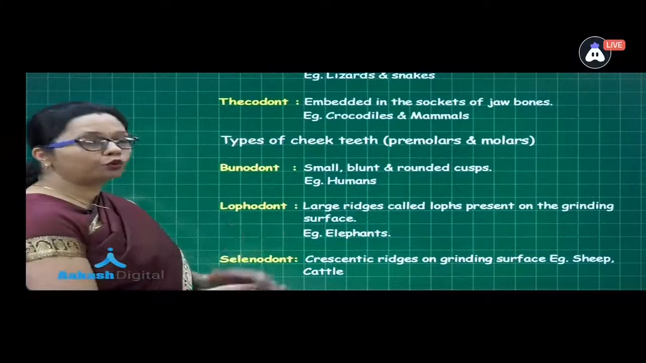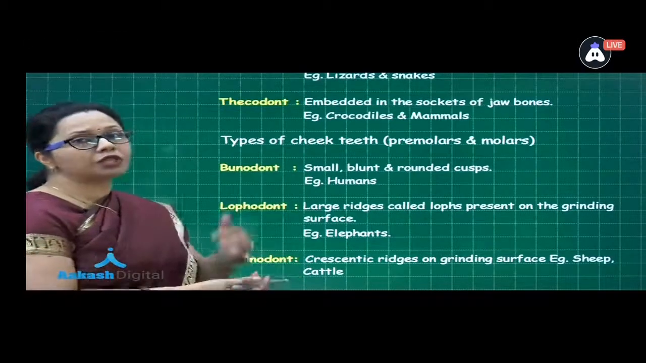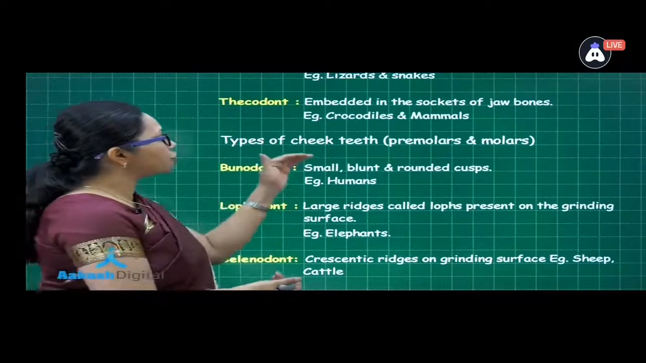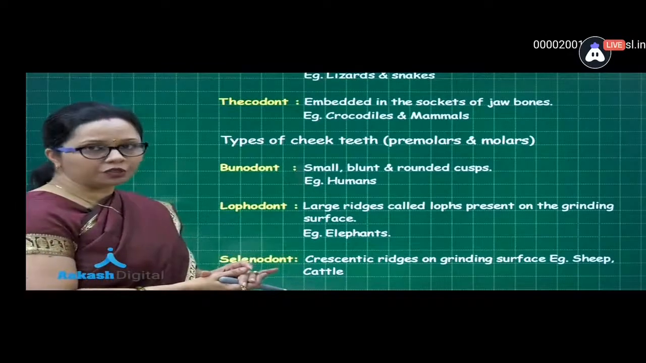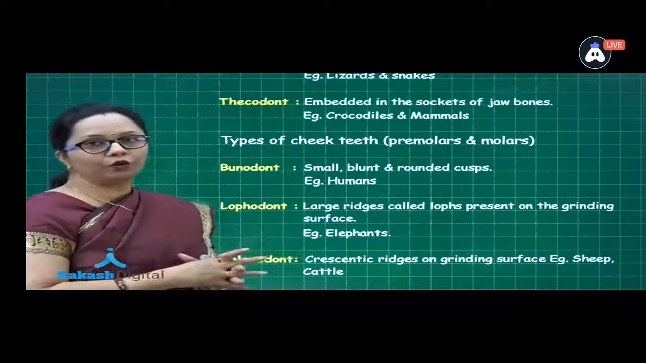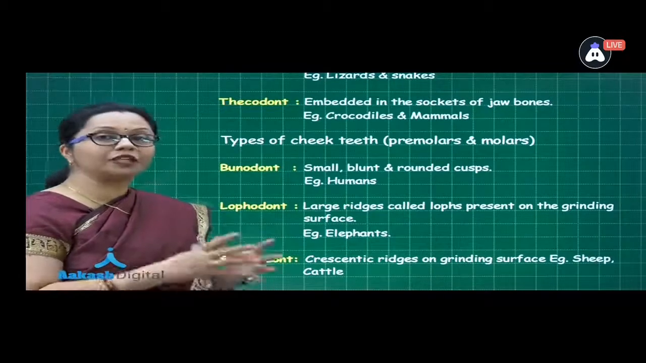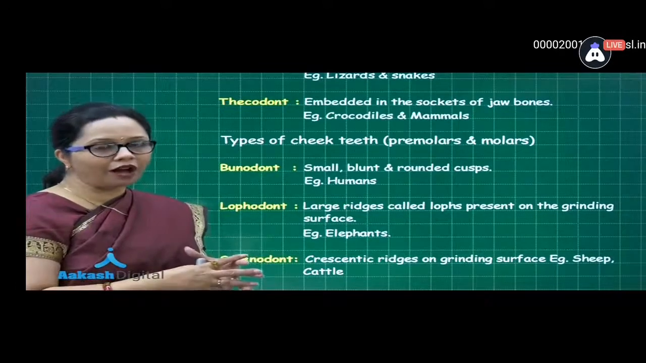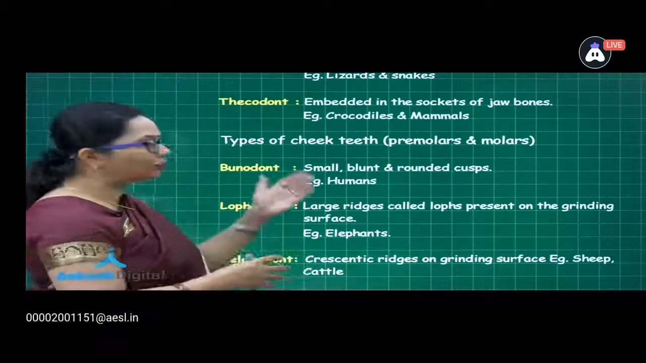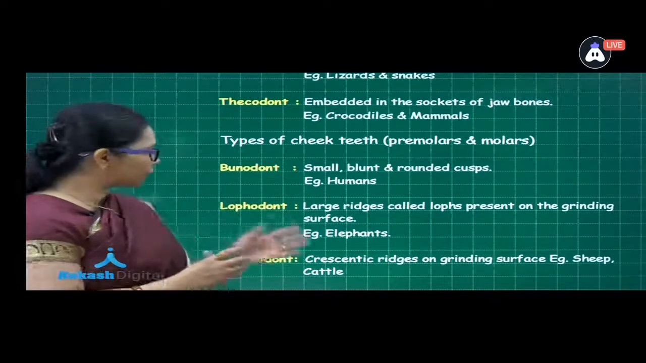So in this, one is bunodont. Bunodont is characteristic of humans and other primates, that means monkeys and apes. Here there are small, blunt and rounded cusps. The premolars have two cusps, and that is why premolars are called the bicuspid by the dentist. And we know that bicuspid is also a valve present in our heart, but that would be for a cardiologist. For a dentist, the bicuspid are the premolars. And the molars have four cusps.